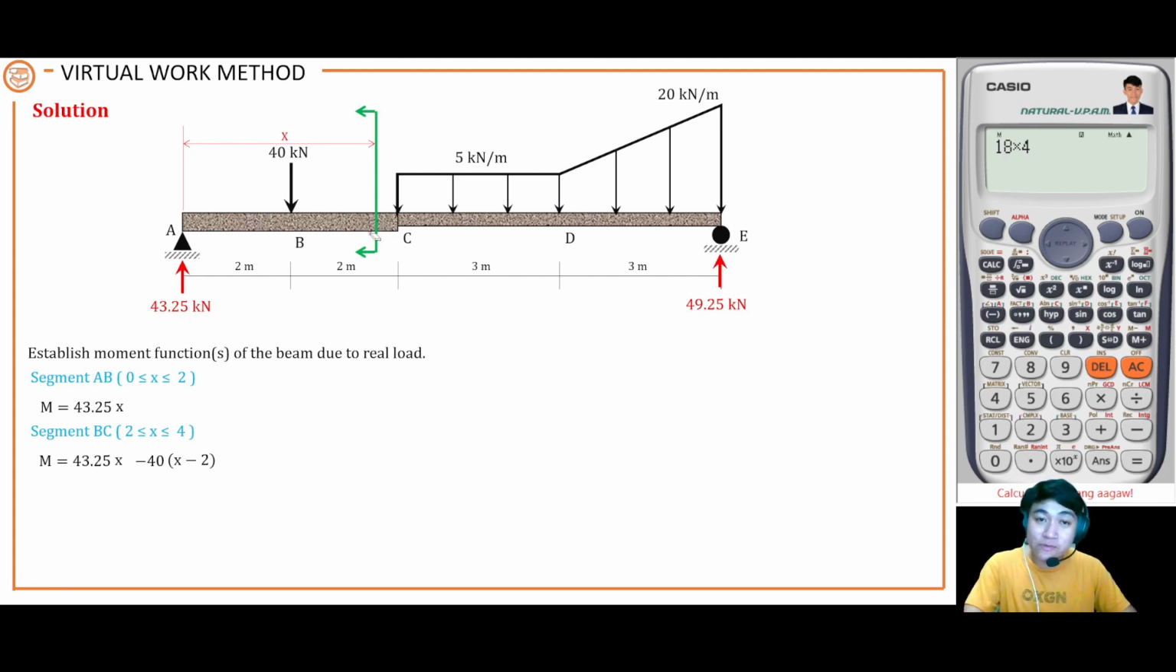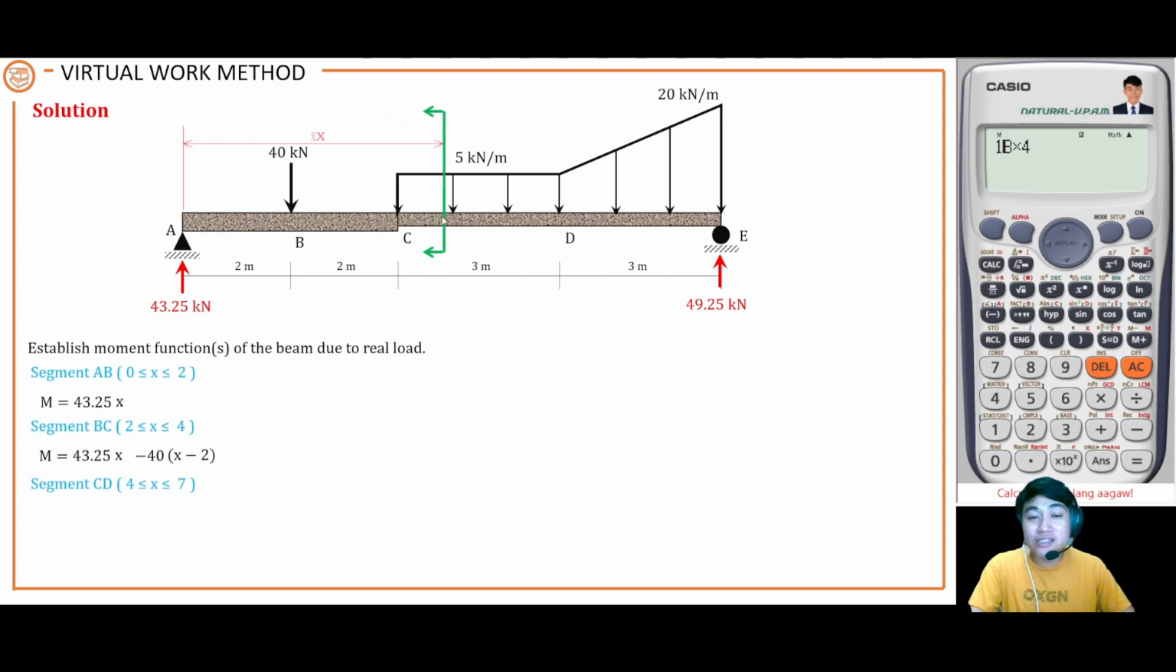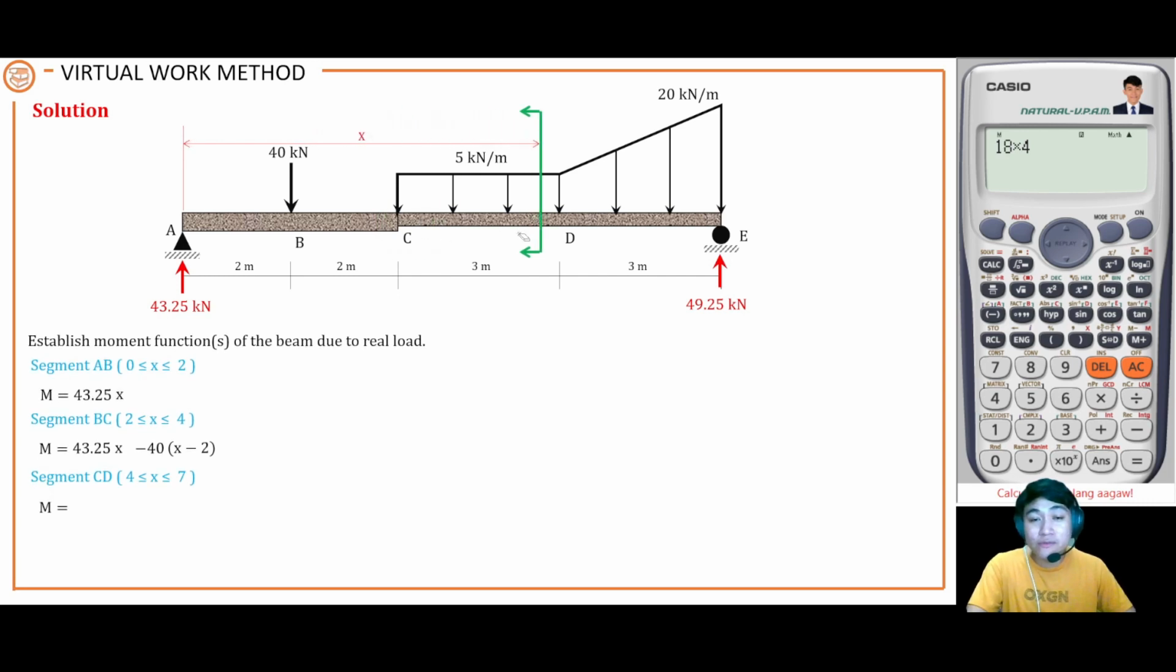We're done with this. Let's move the cutting section to the next segment, which is segment C to D. In this case, the value of x is only limited from 4 to 7 meters. So we will just take moment of all the loads about your cutting section. So we have 43.25 times the distance x, then the 40 counterclockwise, negative, times the distance x minus 2.